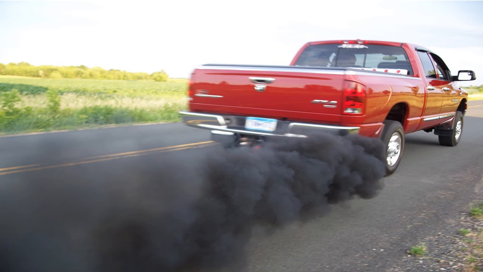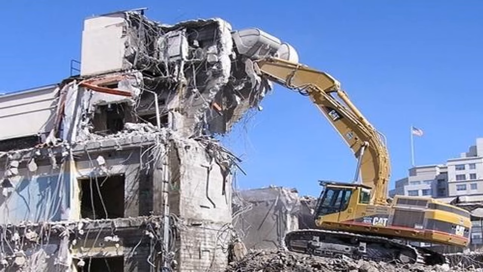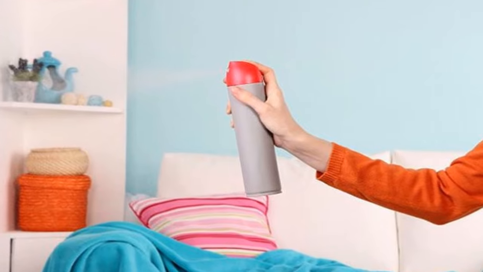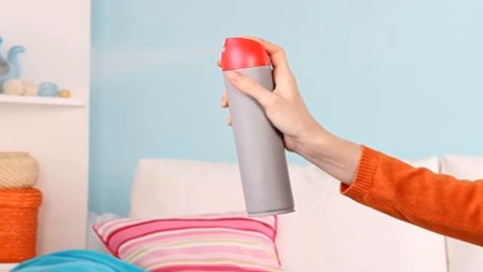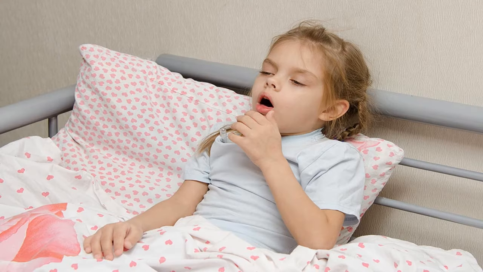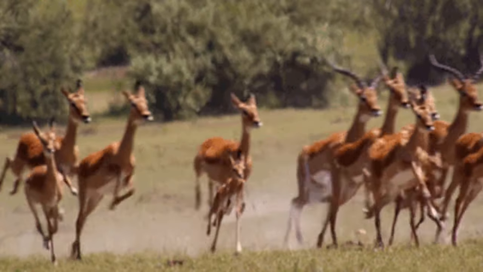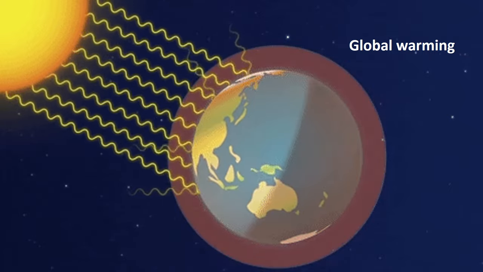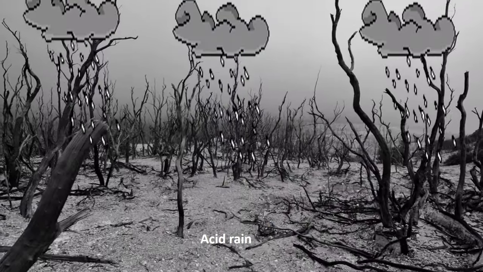Air pollution occurs when gases, dust particles, smoke, or odor are introduced into the atmosphere in a way that makes it harmful to humans and animals. Air pollution causes global warming and acid rain. Water pollution.